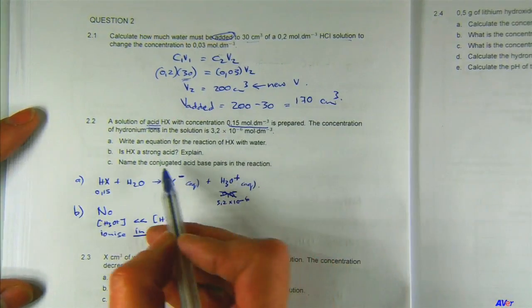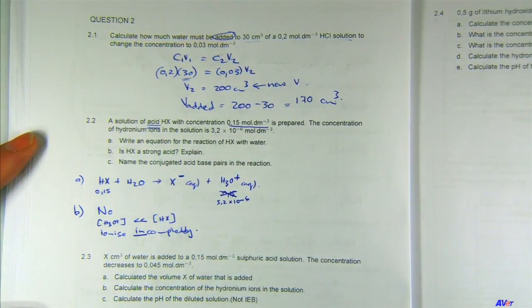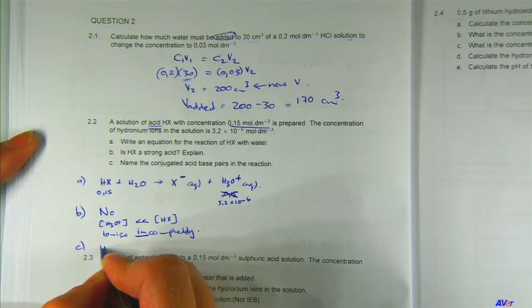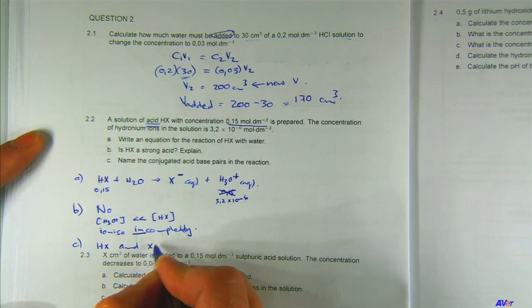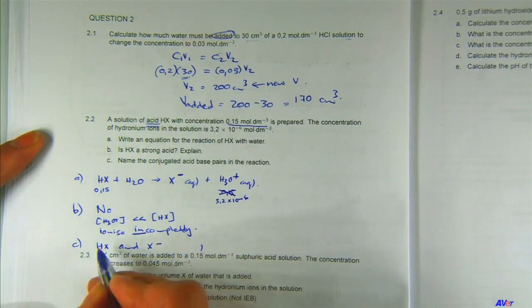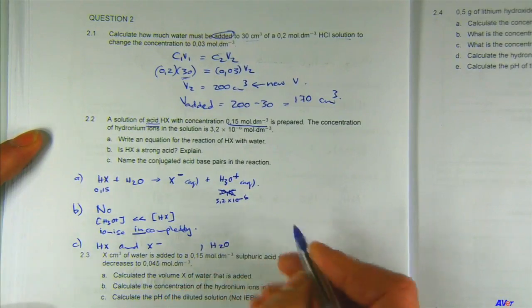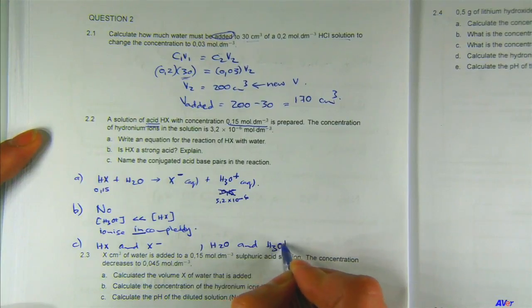And now they're asking us to name the conjugate pairs. Now, what do I have to remember? A pair only differs by H plus. So if I look at HX, who is paired with HX? HX and X minus, right? They are a pair. And who's paired with H2O? H2O and H3O plus is a pair.